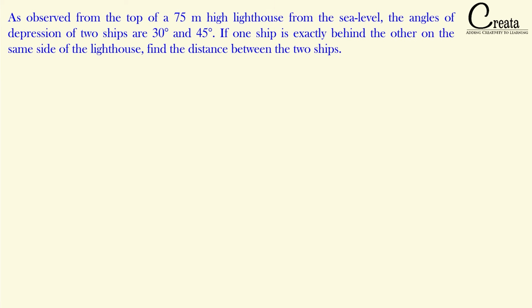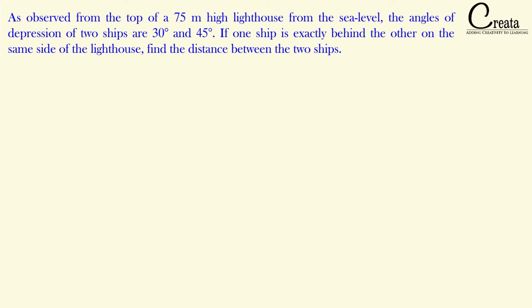The question is, as observed from the top of a 75-meter high lighthouse from the sea level, the angles of depression of the two ships are 30 degree and 45 degree. If one ship is exactly behind the other on the same side of the lighthouse, find the distance between the two ships. So this is the question.